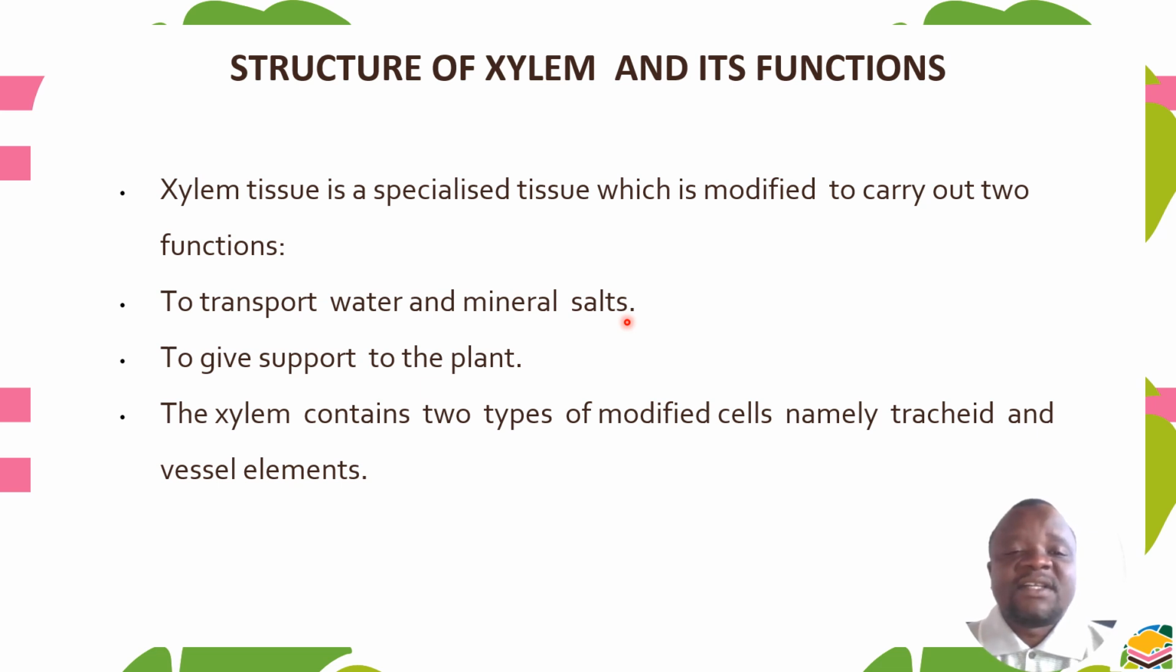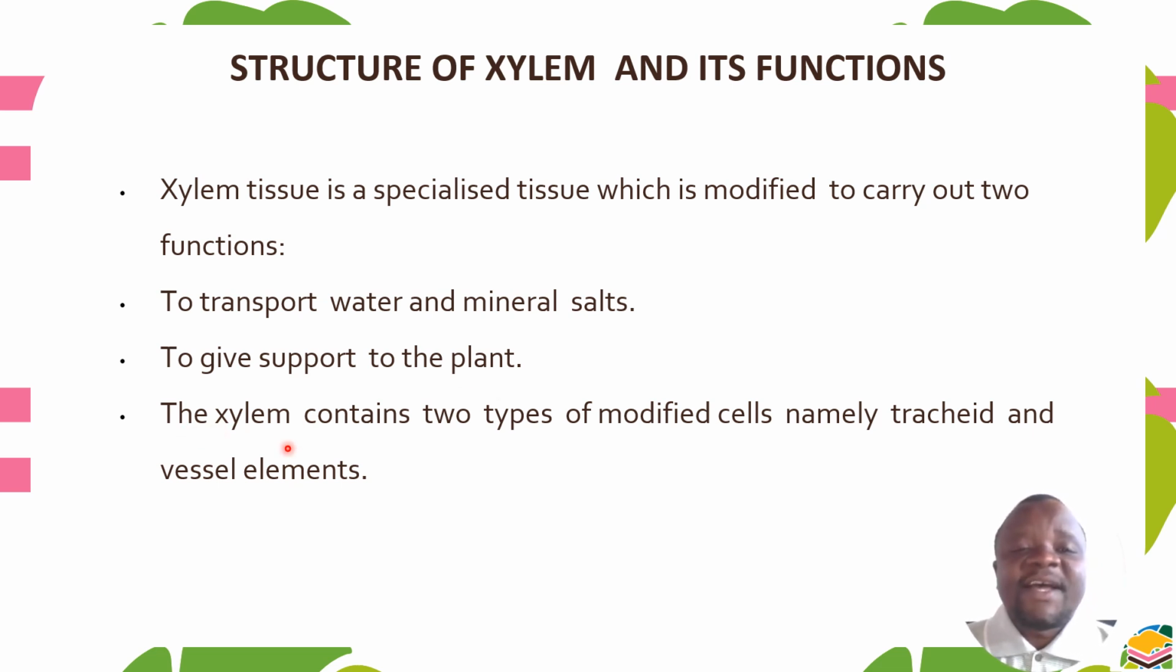So the xylem can transport water plus the mineral salts to the leaves, where the leaves can use water for the food making process, and the mineral salts are used to make what? The green pigment, which is chlorophyll, to give support to the plant. So the xylem, apart from transportation, provides support to the plant. Generally, the xylem has lignified walls. Those walls provide protection and support to the plant.